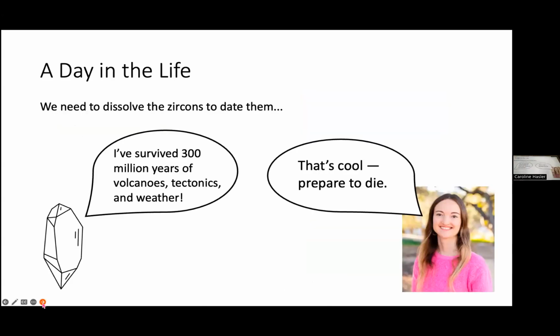Okay. For this next step, this is kind of a bittersweet step. These zircons have survived a lot of stuff, right? And in particular, the ones I'm looking at have survived 300 million years of geological stuff that's happening to them. That includes volcanic eruptions, a bunch of plate tectonics, all the weird weather at Earth's surface. But to date these zircons, to get the information that they contain, we actually need to dissolve them. So sadly, although these zircons have survived so much in their lifetime, we have to come up and say, okay, that's cool, thank you, but your time is up.